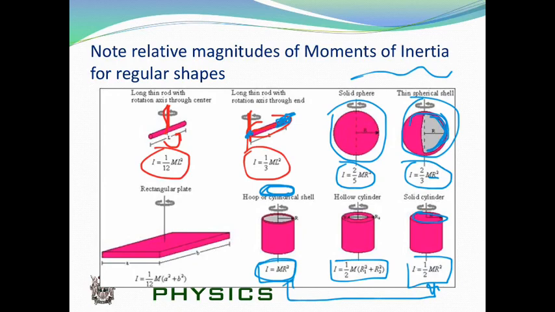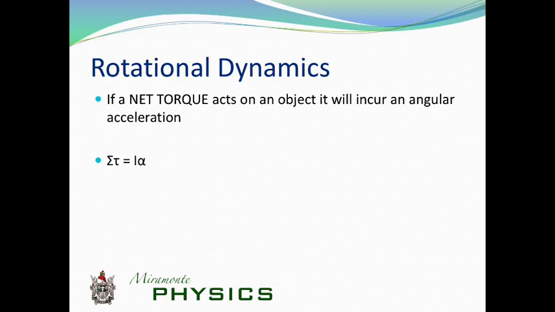Another thing to think about, it's not on this list, but you should know: if you have a mass attached to a string of length r and you're rotating it around, that would have a moment of inertia of mr squared. It's a simple formulation. So just a point mass rotated around a center is going to have a moment of inertia of mr squared, and you'll need that for some of your homework problems.